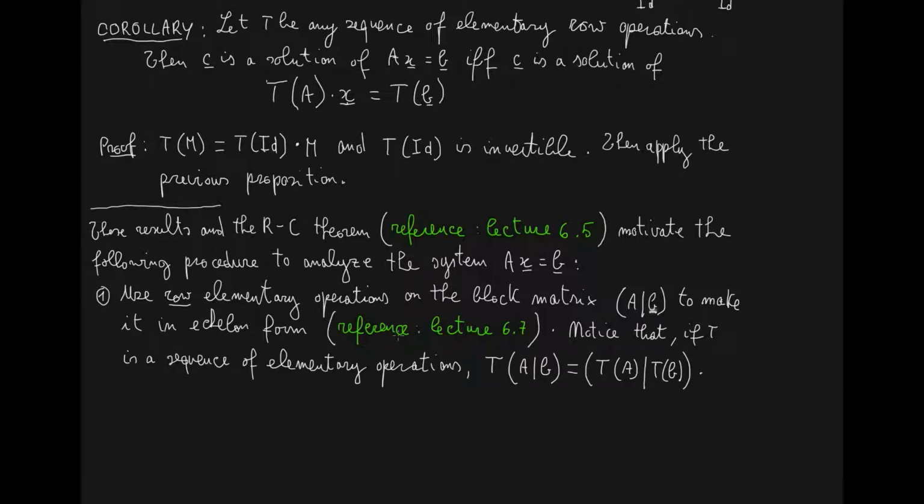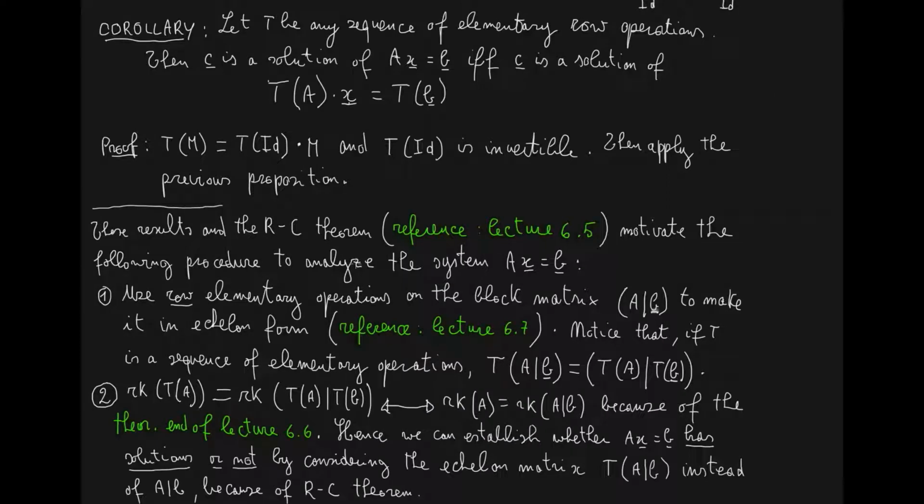Then notice that if T is a sequence of elementary operations, the transformed matrix of A slash B is going to be the block matrix of the following two blocks. On the left we have the block of the transformed matrix A, and on the right we have the transformed column vector B. The second step of the procedure is the following.